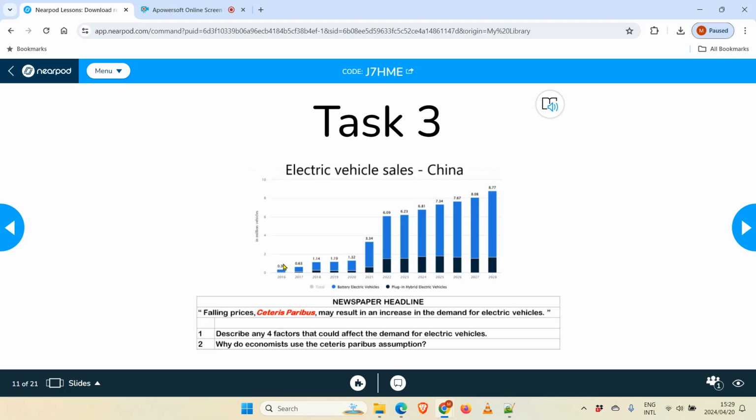Right, for task number 3, we're looking at ceteris paribus. This is in the form of a newspaper headline. Falling prices, ceteris paribus, may result in an increase in the demand for electric vehicles. And so here we have a diagram of electric vehicles in China from 2016 to projected 2028. This is in millions of vehicle sales.